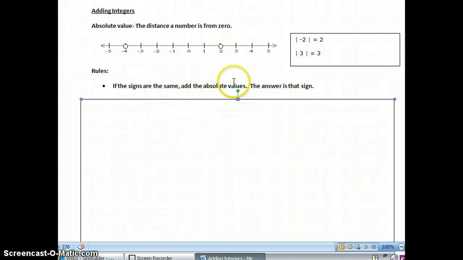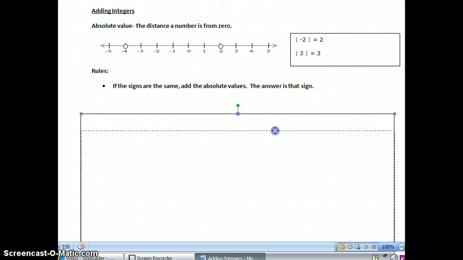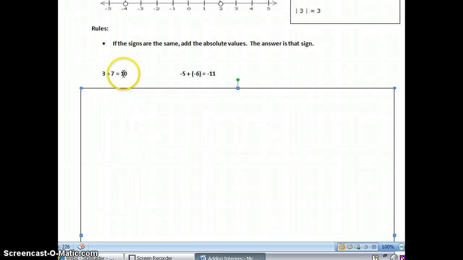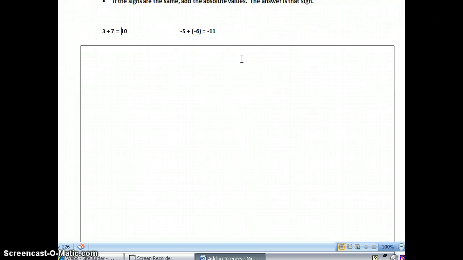If the signs are the same, add the absolute values, and the answer is that sign. Now the first one that would probably come to your mind is our positive numbers, the obvious ones, 3 plus 7 equals 10. Going by this, the absolute value of 3 is 3, the absolute value of 7 is 7, so 3 plus 7 is 10, and the sign is positive. Then if we look at this one, we have two negatives, so the signs are the same, so I'm going to add the 5 and the 6 to get 11, and the answer is -11. So if the signs are the same, just add, and the answer is that sign.